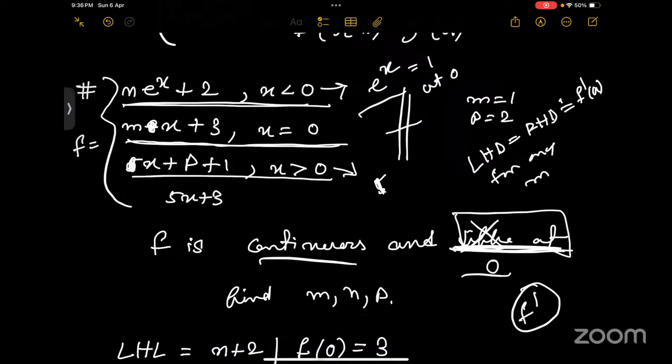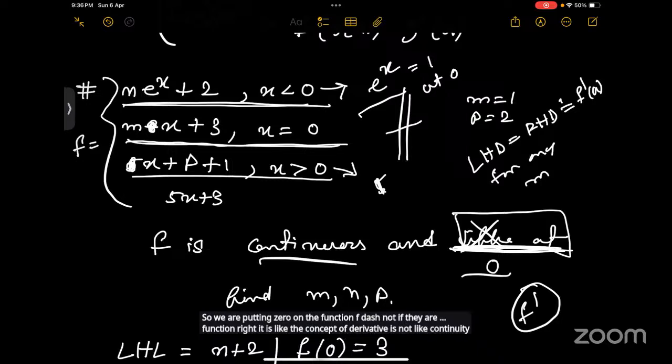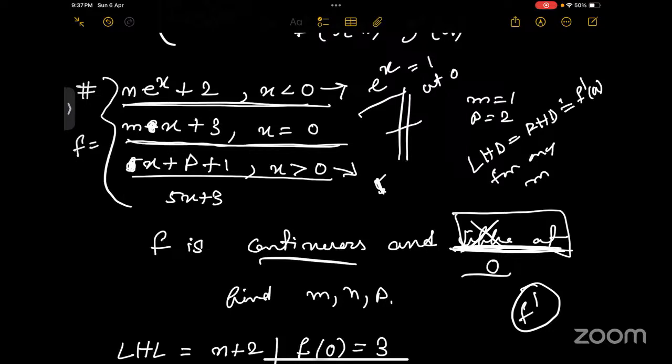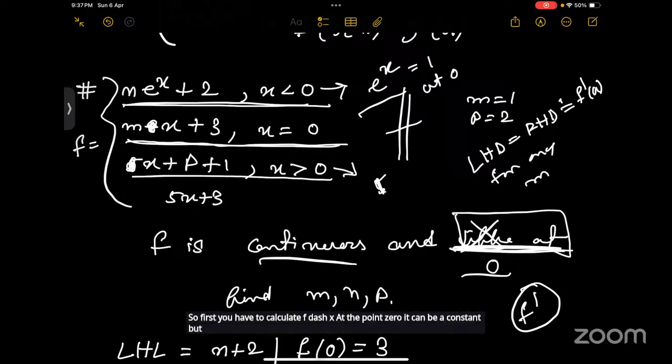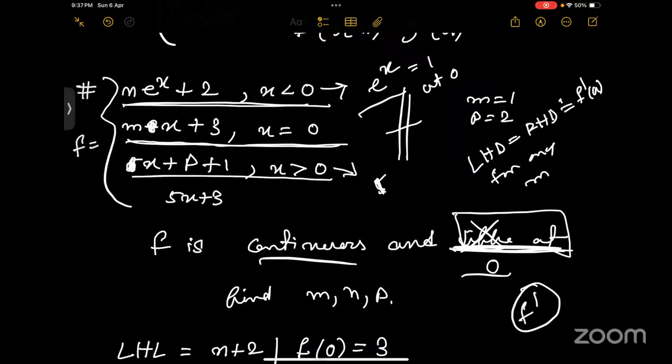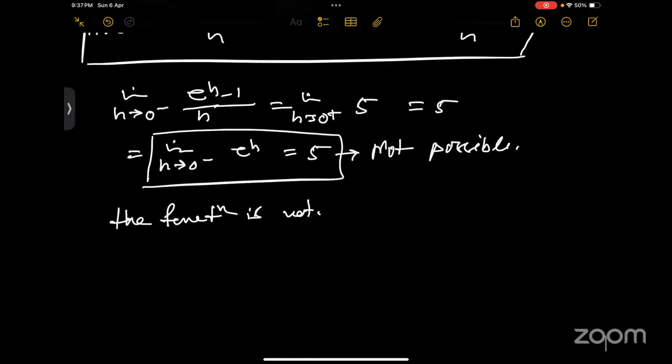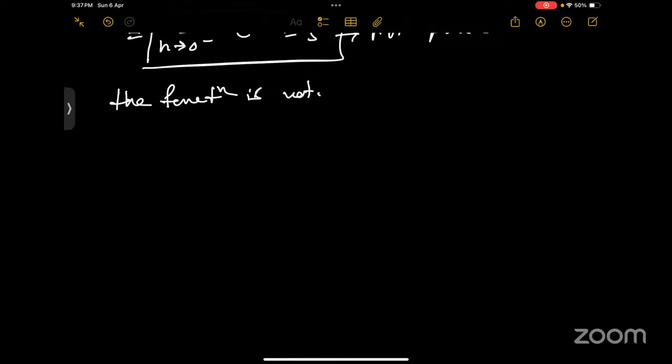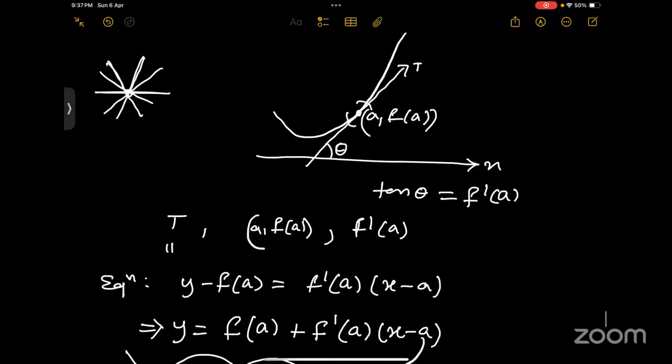The concept of derivative is not like continuity. When we are putting 0, we are applying 0 on the function f dash x. So first we have to calculate f dash x. If f dash x comes out to be a constant, yeah, it can be a constant, but if it is a constant, then it should be constant for all the cases. Okay.